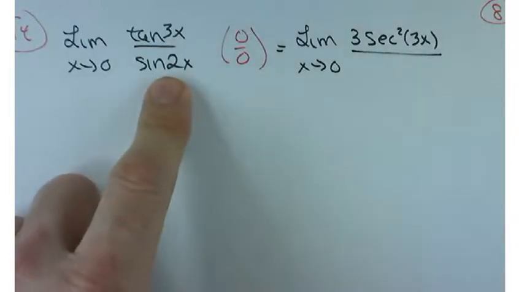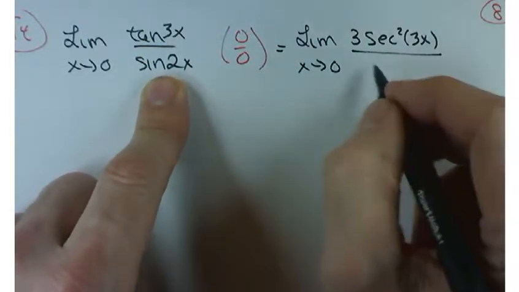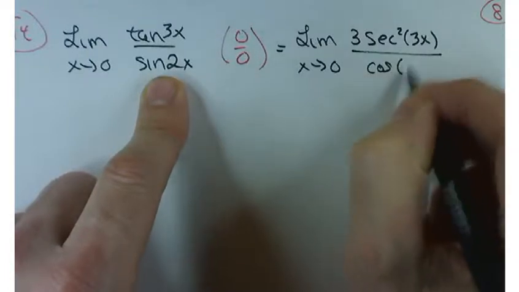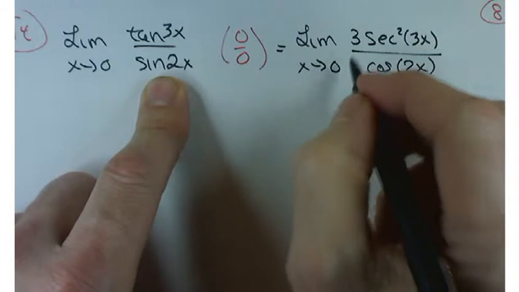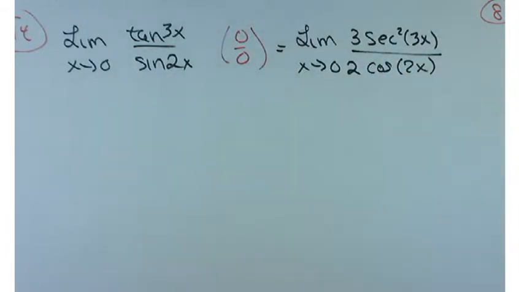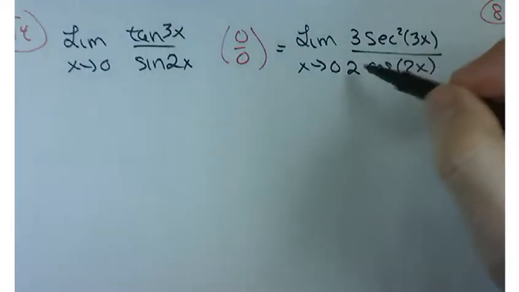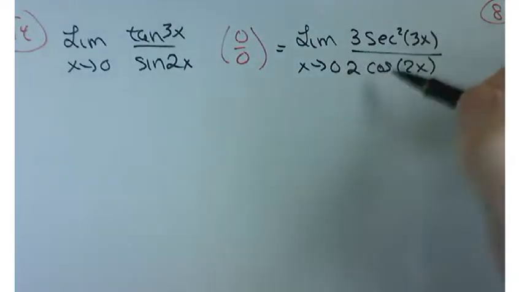And likewise down here, derivative of sine of 2x, cosine of 2x, times the derivative of the inside, which is 2. So, okay. Got through that in one piece. Can I plug in the limits now?